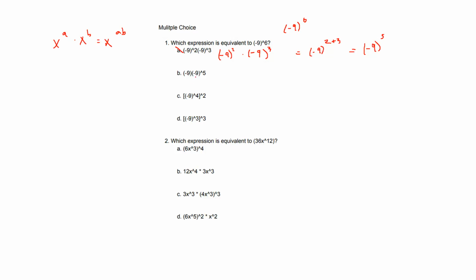Now, if you look at answer choice B, it is negative 9 times negative 9 to the power of 5, right? And as we know, negative 9 to the power of 1 is just negative 9. So right here, we know that it's negative 9 to the power of 1 plus 5, because these two have the same base. And that gives us negative 9 to the power of 6, which is what we're looking for. So for number 1 here, we know that the answer is B.